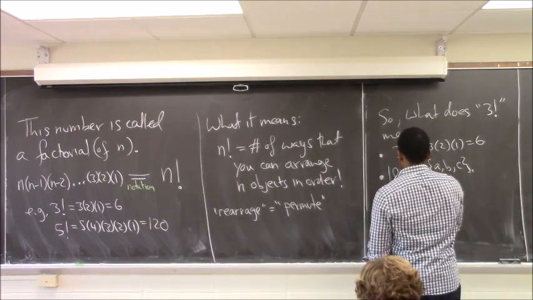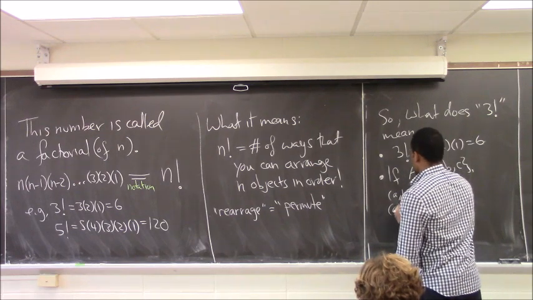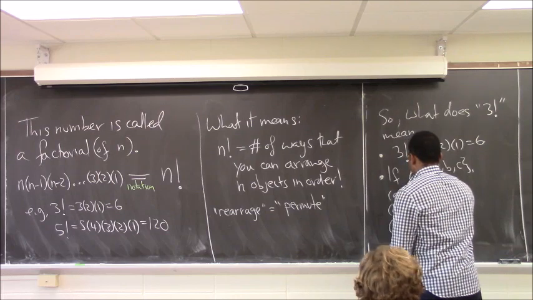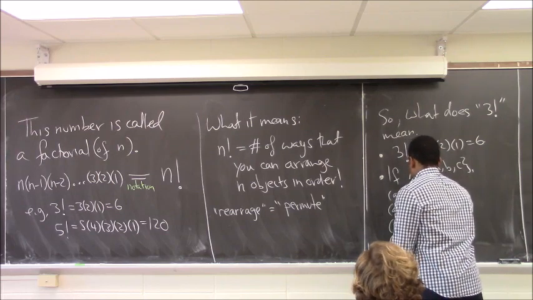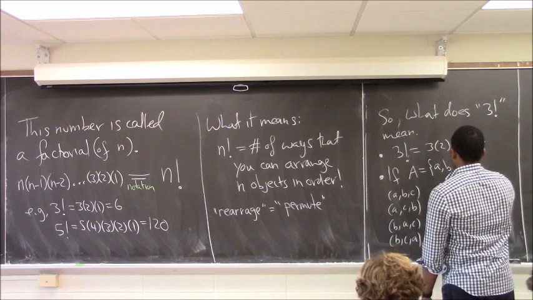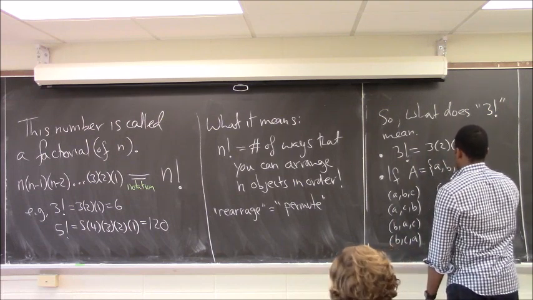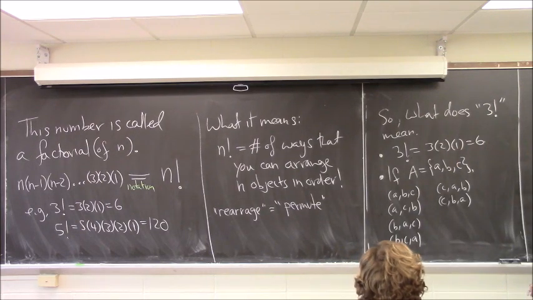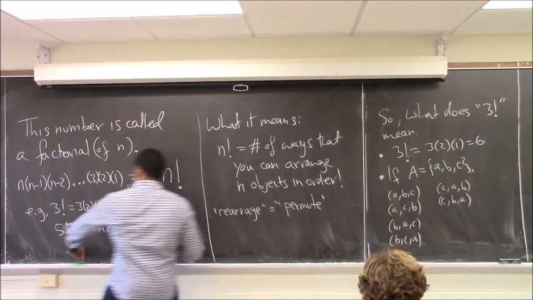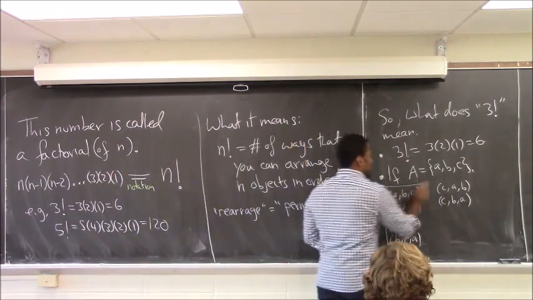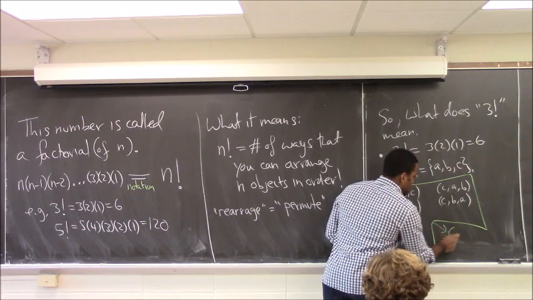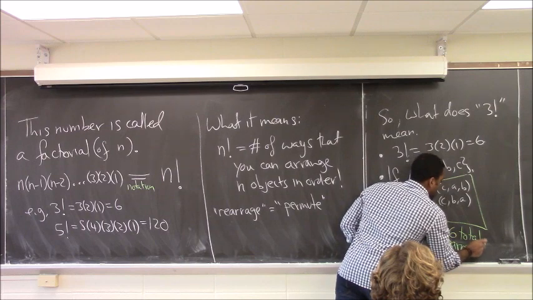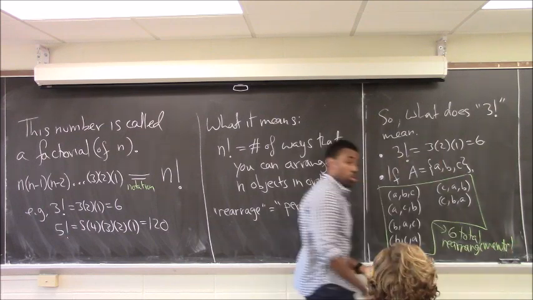I can put the A first, then the B, then the C. Or I can put the A first, then the C, then the B. Or I could put the B first, then the A, then the C. Or the B first, then the C, then the A. Or the C first, then the A, then the B. Or the C first, then the B, then the A. Notice that that is the total number of arrangements that I can make with these three objects. There are 6 of them. There will be no more.